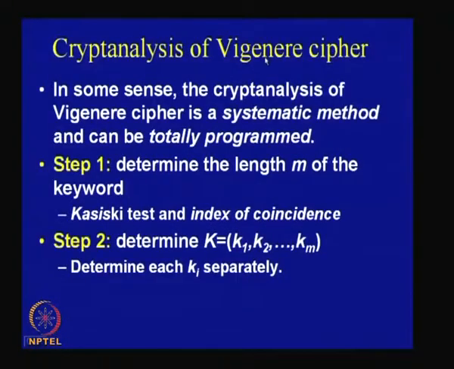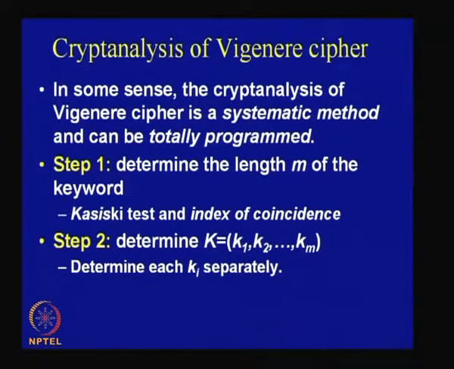So therefore we discussed the cryptanalysis of the polyalphabetic cipher. An example of that we discussed was the Vigenère cipher. In some sense the cryptanalysis of the Vigenère cipher is also a systematic method and can be totally programmed. But first of all, let us try to understand that in the case of a polyalphabetic cipher, you have to actually obtain the key first, right? So therefore the first step is to determine the length of the key.